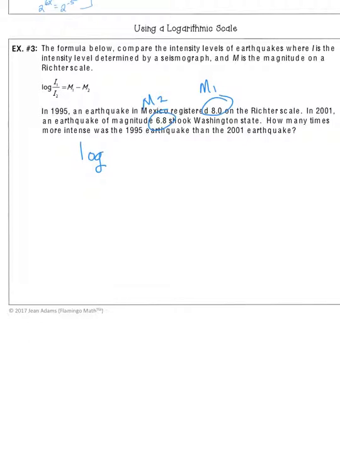So log base 10 of I sub 1 over I sub 2 is equal to, and for m sub 1 we're going to put in 8.0, and we're going to subtract from that m sub 2, which is 6.8. So if I take 8.0 and subtract 6.8, I get log of I sub 1 over I sub 2, which is a ratio, is equal to 1.2.